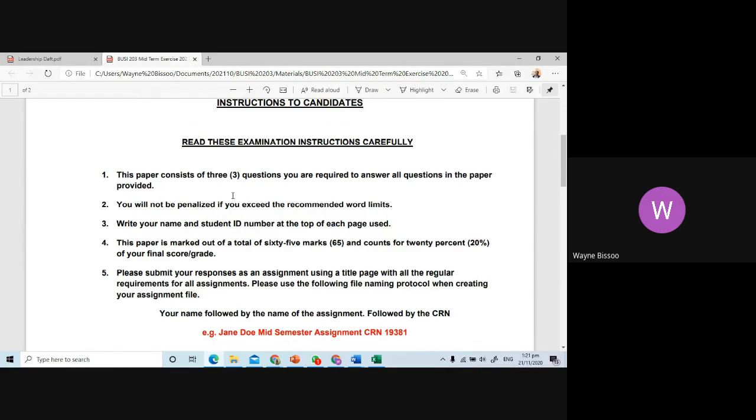You have to answer all of them, and there's no word limit on it, and you'll see why in a little bit. Now, it says write your name and ID on top of each page used. That's because I forgot to take this off. What you're doing is submitting your assignment with a title page and all the regular requirements for online submission. So a title page, and if you start to exceed 4 pages, you need to put in a table of contents. Number the questions so that I'll know where each question is.